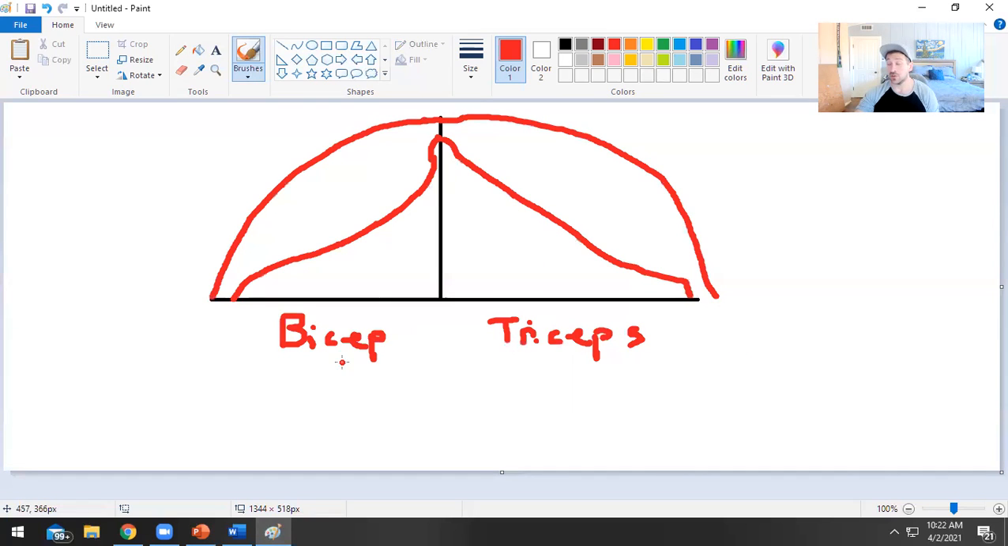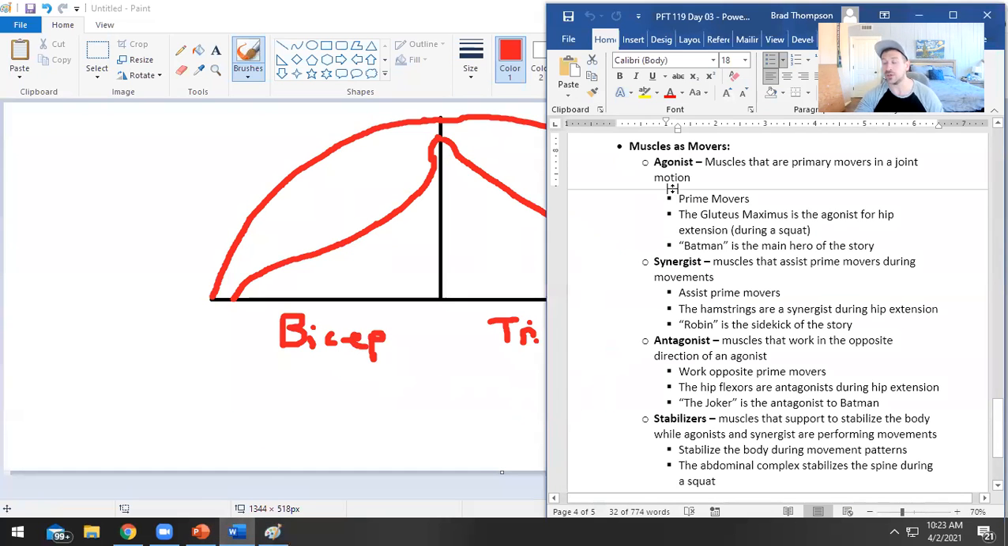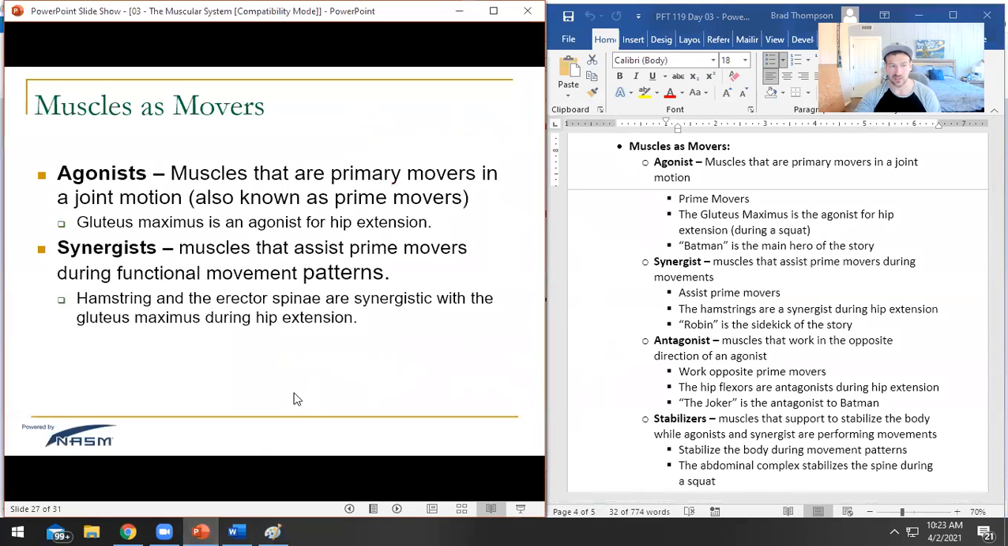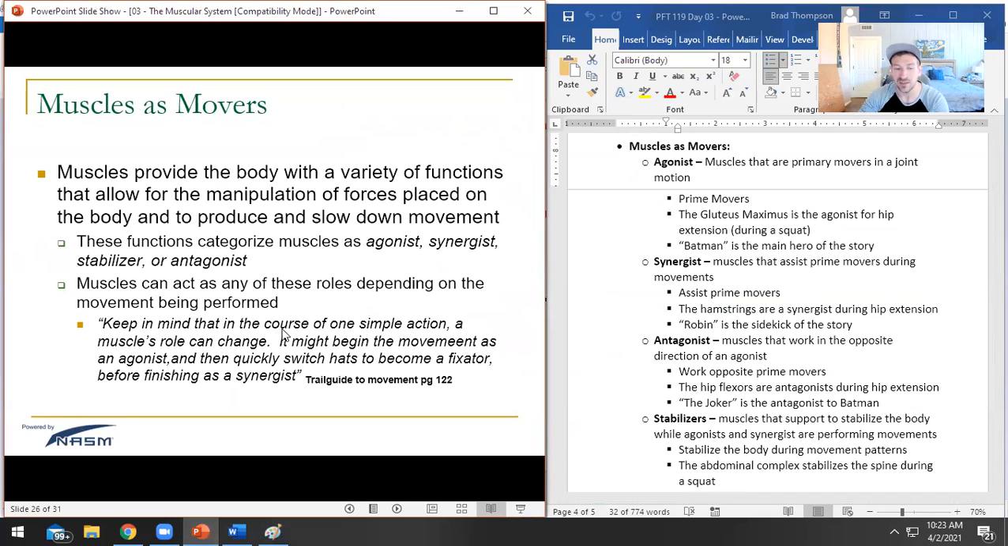Now, if I'm referring to a particular movement, let's say elbow flexion. Elbow flexion is this. That's elbow flexion, and this is elbow extension. Now, here's what we've got to remember about every muscle in your body: in the course of one simple action, a muscle's role can change.